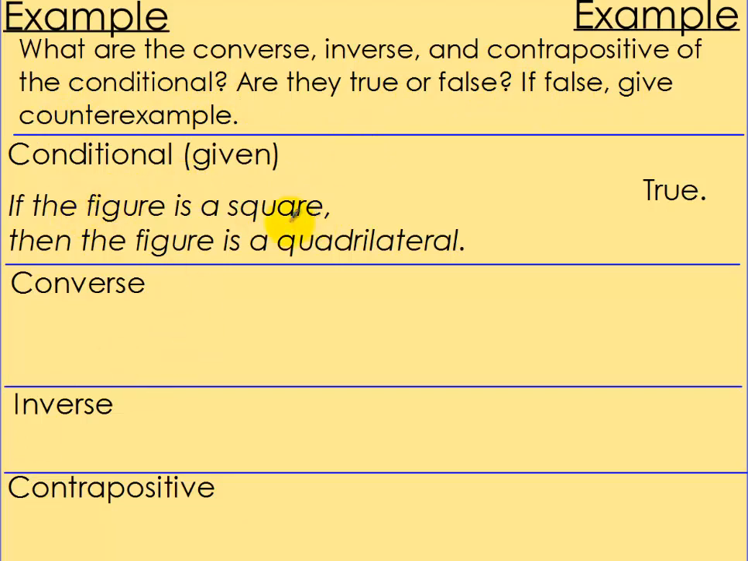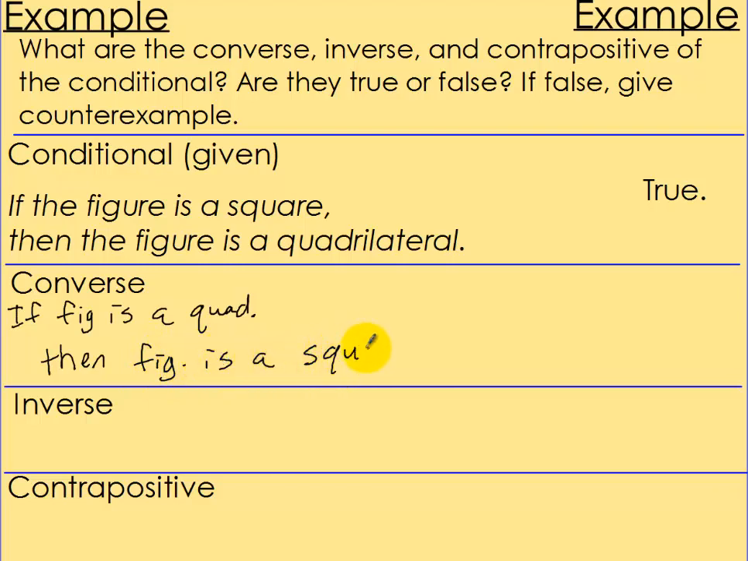If the figure is a square, then the figure is a quadrilateral. This is our conditional, and this is true, because if something's a square, it's a quadrilateral. The converse is flipping that. I'll write this in shorthand: if the figure is a quad, then the figure is a square. I'm abbreviating, and you can too in your notes as long as you're consistent. So if the figure is a quadrilateral, then it is a square?